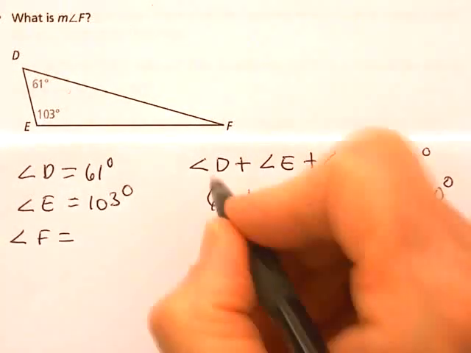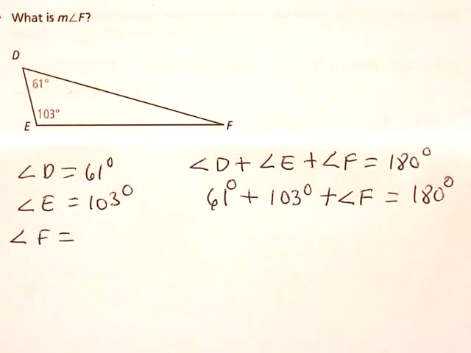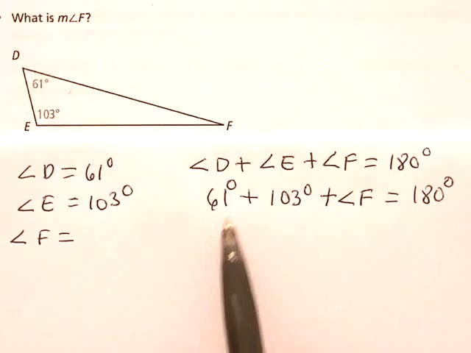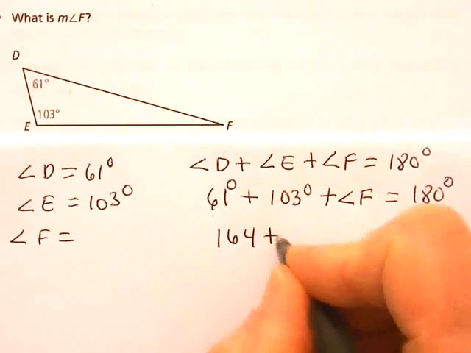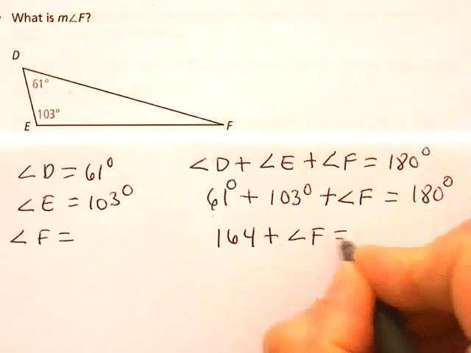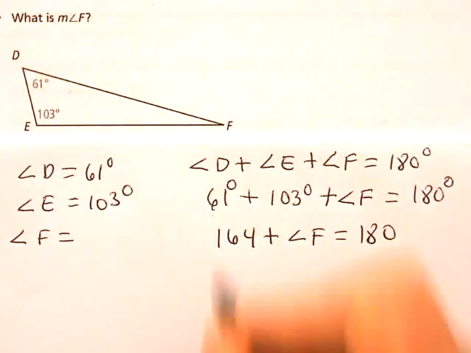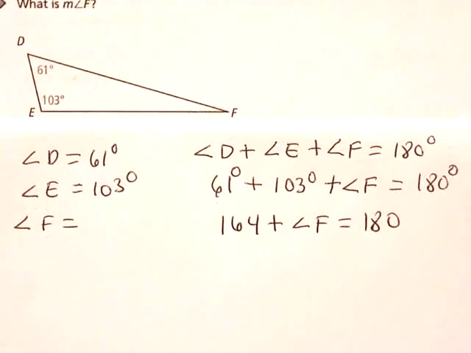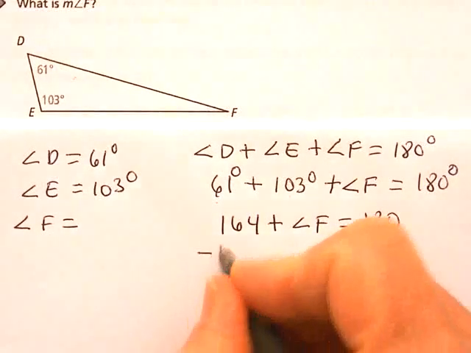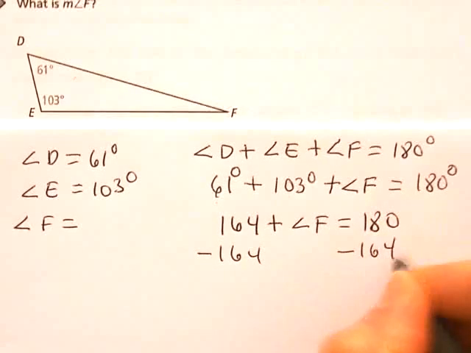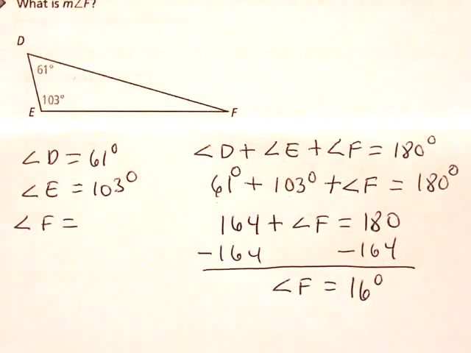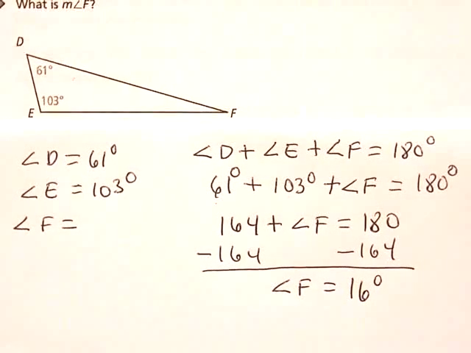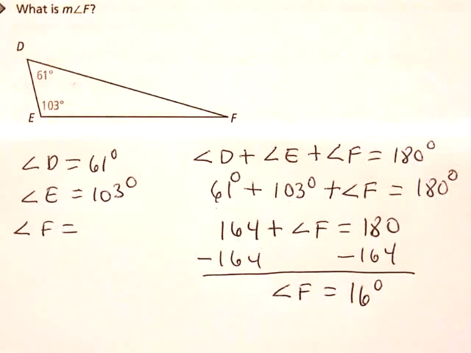All right, and I don't really need to have my degree symbols here. I can put them in at the end. Probably it would be less confusing if I just didn't use them for now. That said, 61 plus 103 would equal 164, and plus the measure of angle F, that would equal 180. And I'm going to subtract, at this point, 164 from both sides, and I'm just going to slide this up. And I think it's pretty clear that the measure of angle F would be 16 degrees. And that's how we find the measure of the missing angle given the measure of two other angles.